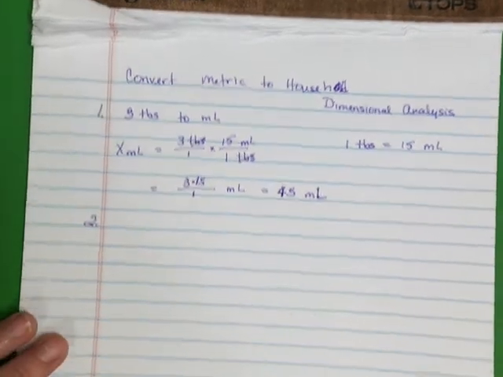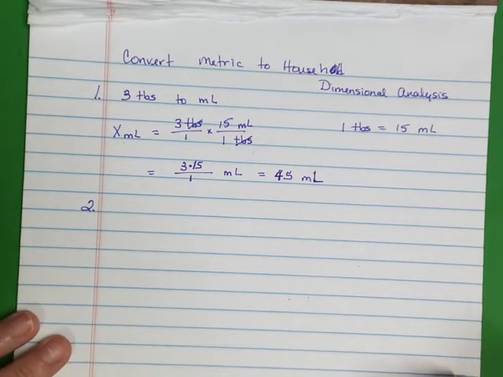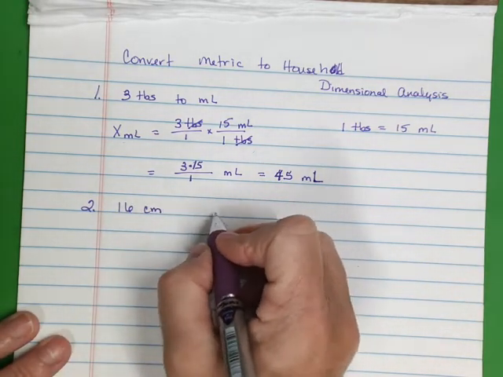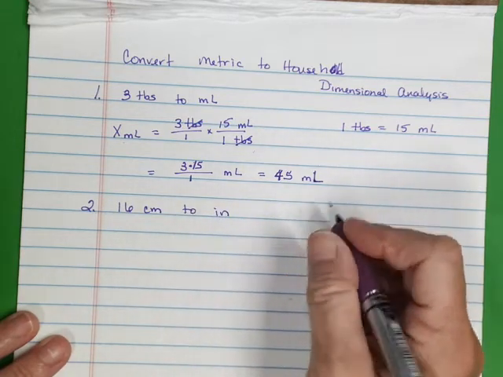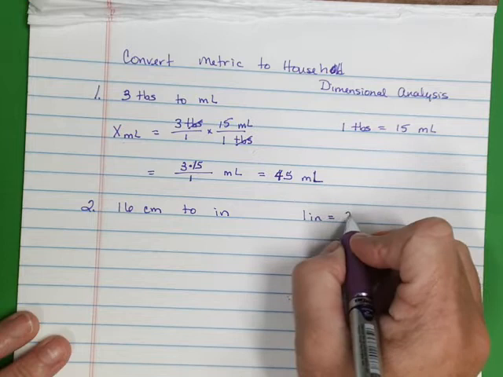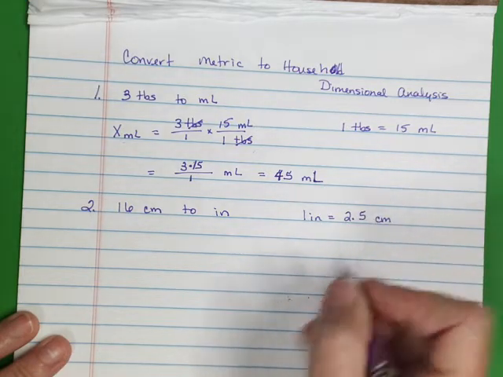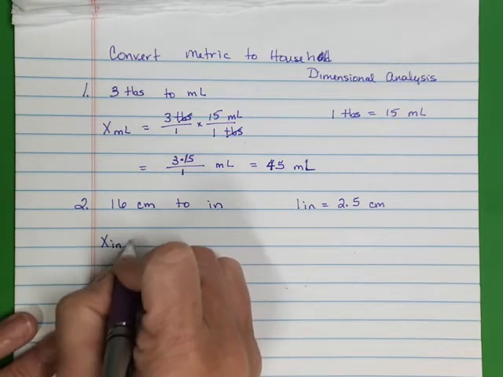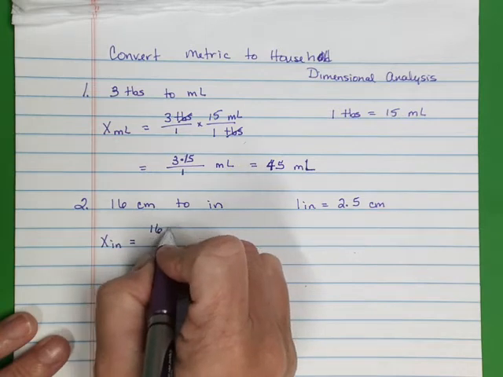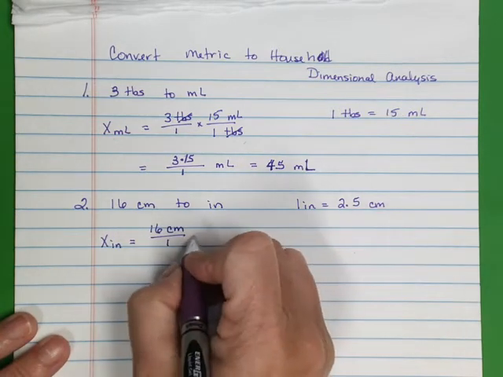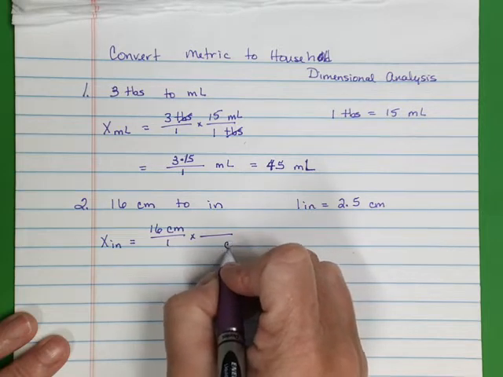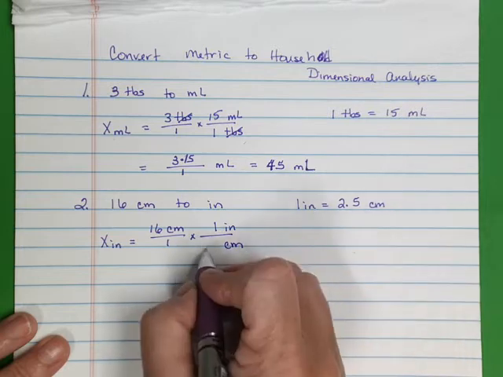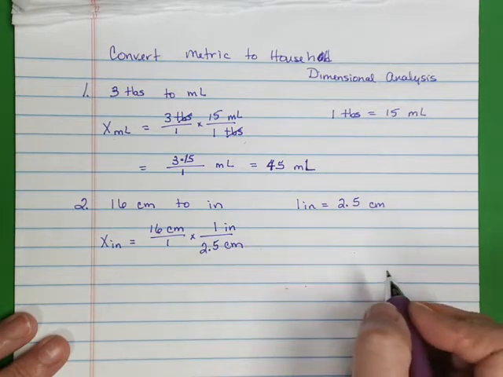Alright, so let's do another metric and household conversion. If I want to convert 16 centimeters to inches, 1 inch is equal to 2.5 centimeters. That's what we're using in this class. So I'm going to start it the same way again. I want inches, so x inches equals what I have, 16 centimeters over 1, times centimeters on top, centimeters goes to bottom, times 1 inch. Then I know 1 inch is 2.5 centimeters. I've got to have the 2.5 with the centimeters.